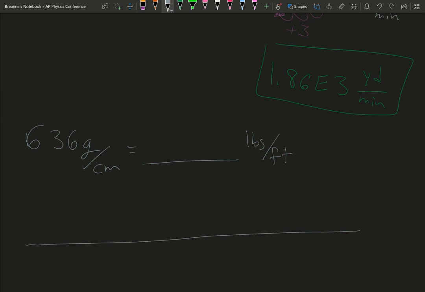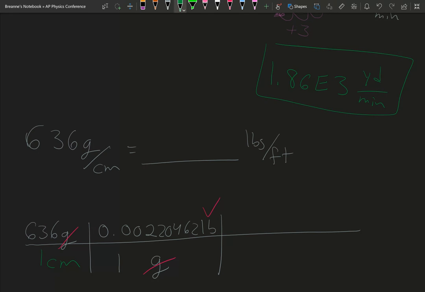Again, we're converting two things. We just got to focus on one thing at a time. Let's focus on grams. We don't want grams, so grams got to go down to the bottom. And so for 1 gram, that's actually 0.0022046 pounds. Grams cancel. We want pounds, so we're good there.